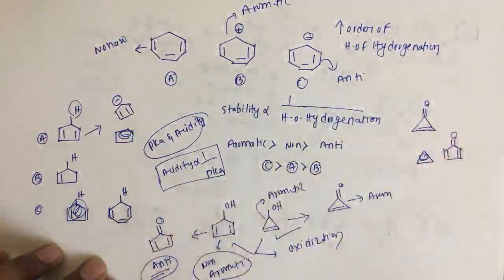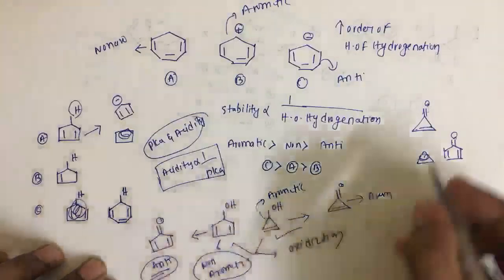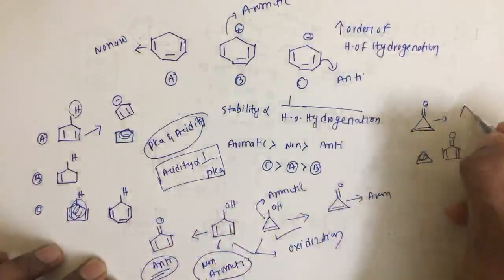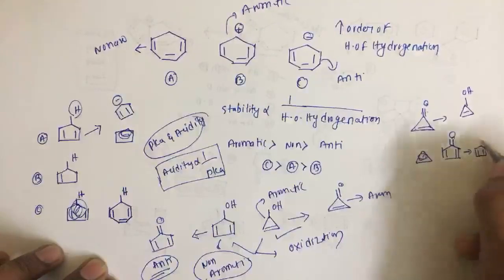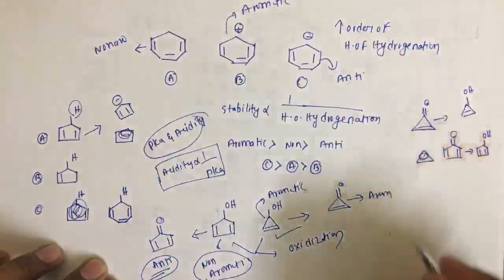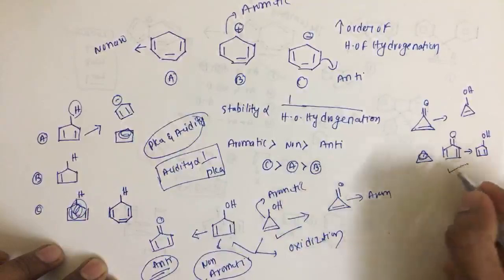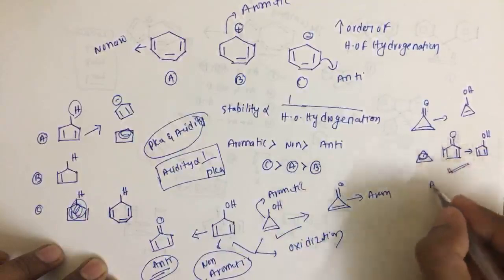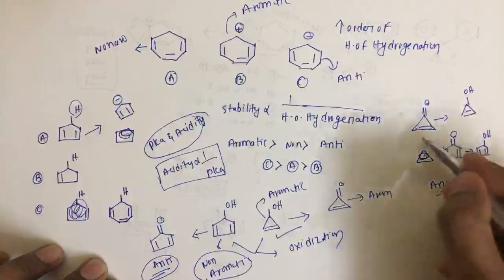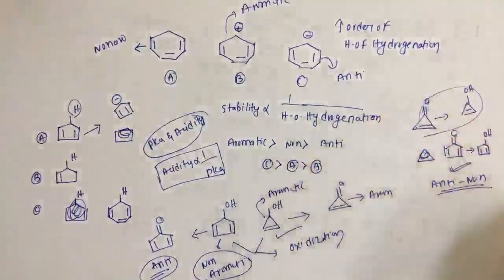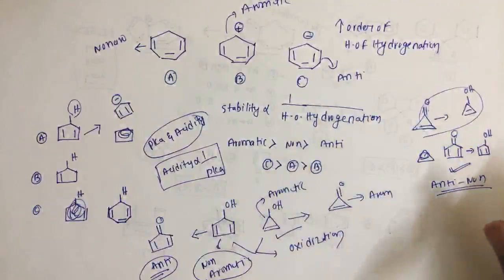If these two are there, and they ask which one undergoes reduction faster, we'll get this compound. If it undergoes it, we'll get this compound. Reduction faster means this one undergoes reduction faster because it's getting converted from anti-aromatic to non-aromatic. Here it's aromatic only, remaining like that. So this is very important.